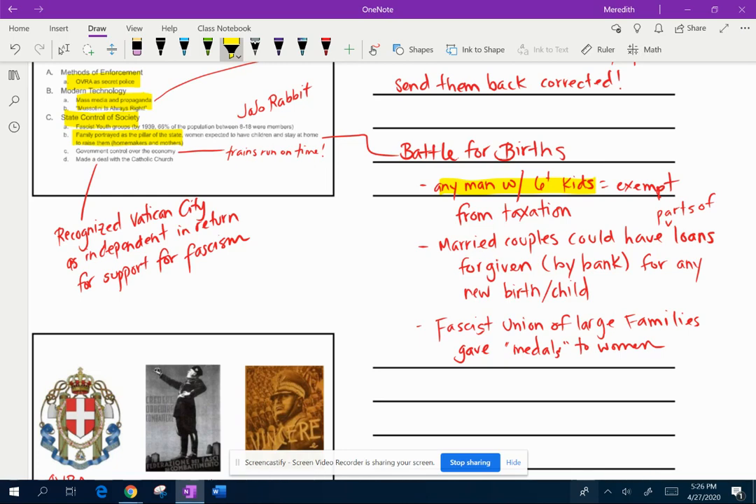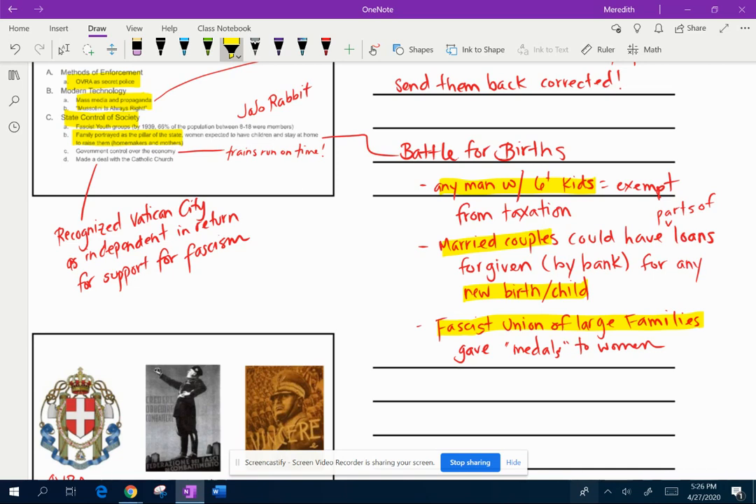That's kind of awesome. Married couples, for every new child that they have, the bank would forgive a part of their loan. They would just not have to pay it back. And also, there's another group that you can do a deep dive on called the Fascist Union of Large Families. And they would give medals to women for every single child that they have. You're going to see this in Germany as well. But in Italy, there's just one medal and they just add bows on it. Whereas in Germany, you could have a gold, a silver or a bronze medal depending on how many kids that you have.